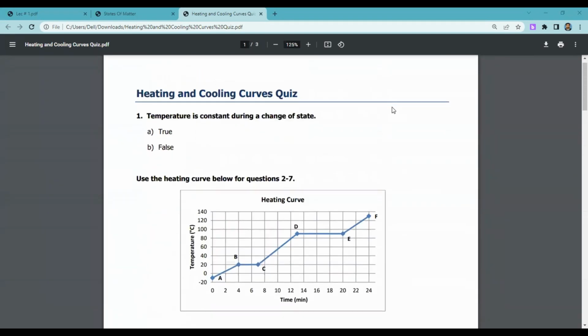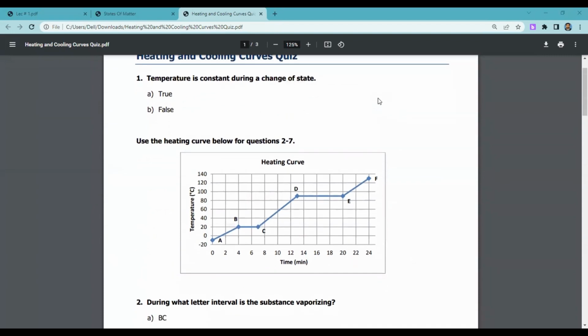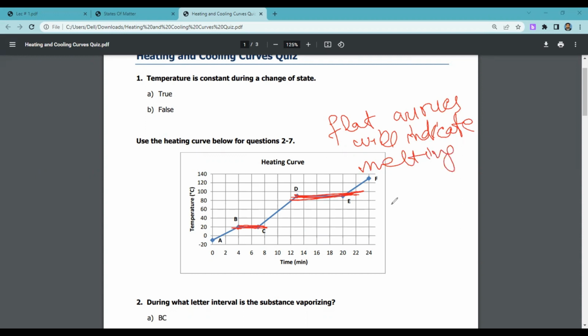Just 1 minute and the lecture will be over. What is this? Flat curve. This flat curve will indicate melting and boiling.